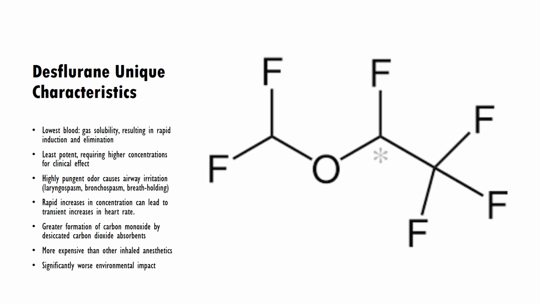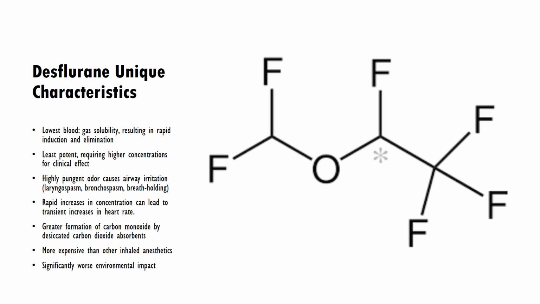All right, this topic is unique characteristics of desflurane. Over on the right-hand side, we have the chemical structure of desflurane. It's a fluorinated hydrocarbon with 6 fluoride ions. It has the lowest blood gas solubility, and this results in rapid induction and rapid elimination. It is the least potent of all of the volatile anesthetics. And what this means is that it requires the highest concentration for its clinical effect.